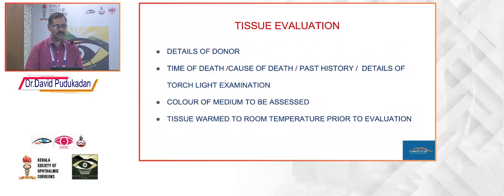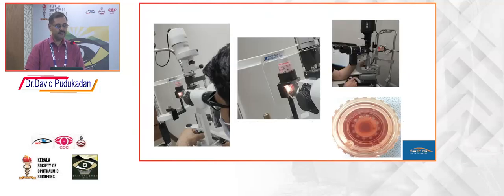So prior to evaluation, the details of the donor tissue should be evaluated. The time of death, cause of death, past history, and details of the torchlight examination should be confirmed. The color of the media should be assessed, and tissue should be warmed to room temperature prior to evaluation. The glass bottle containing the tissue is mounted on a slit lamp with the help of a stand, and the features are evaluated.